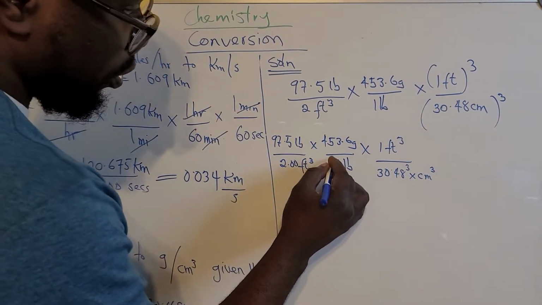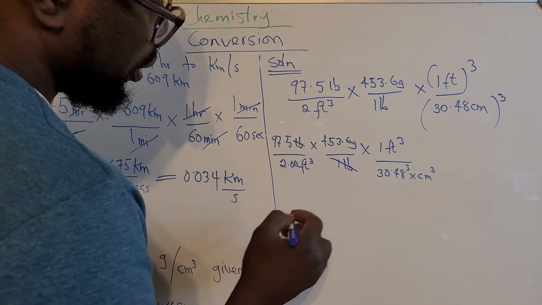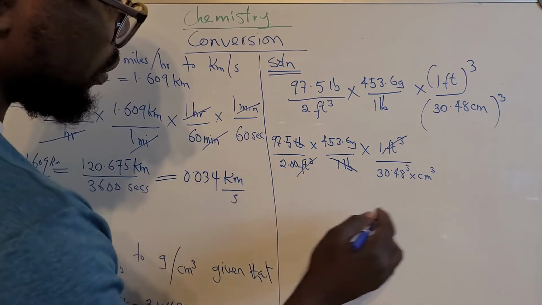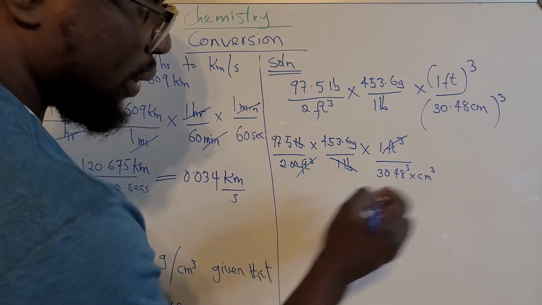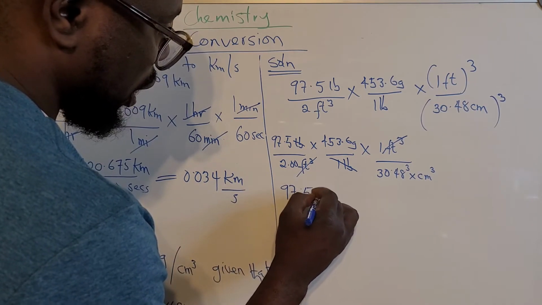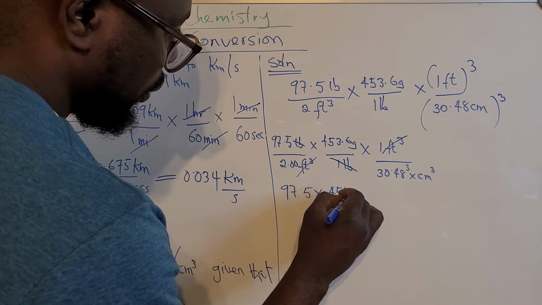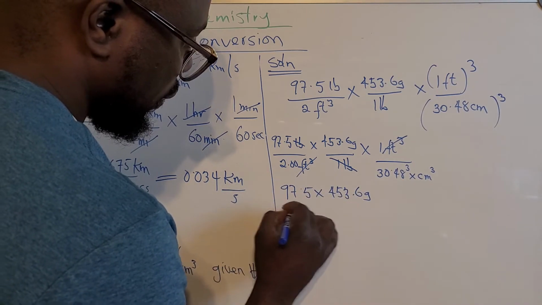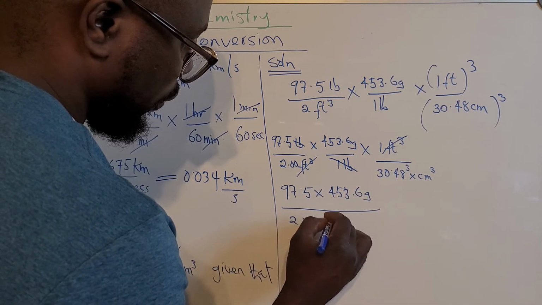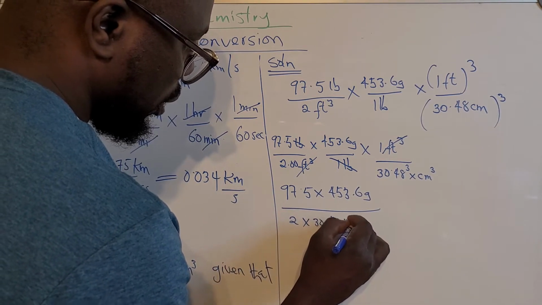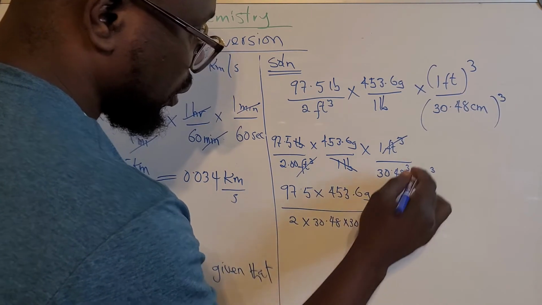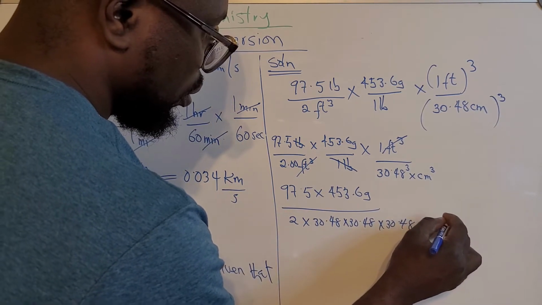So pound divided by pound cancels, you have the foot cubed and then the foot cubed, okay? So you have grams and you have cm cubed right here. So let me rewrite these so it's clearer. You have 97.5 times 453.6 grams divided by 2 times 30.48 times 30.48 times 30.48, because we have it 3 times, times cm cubed, okay?